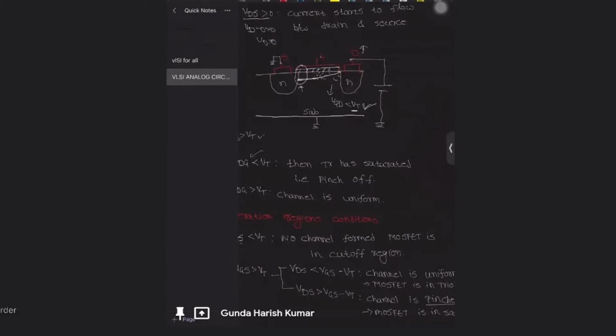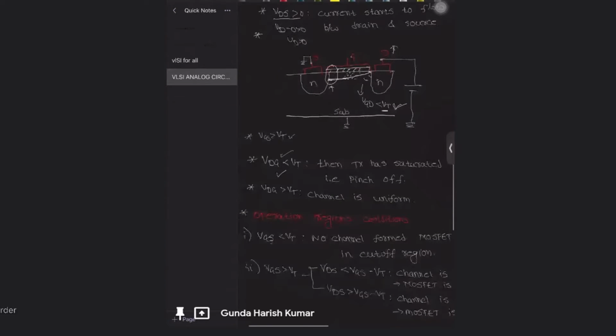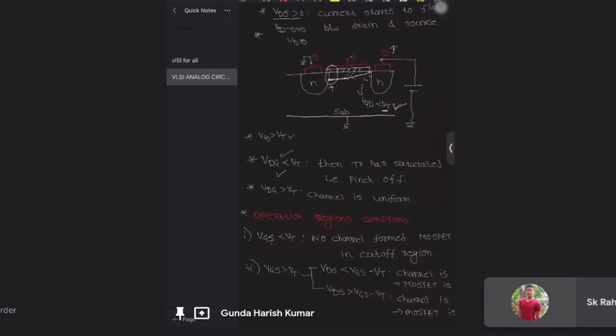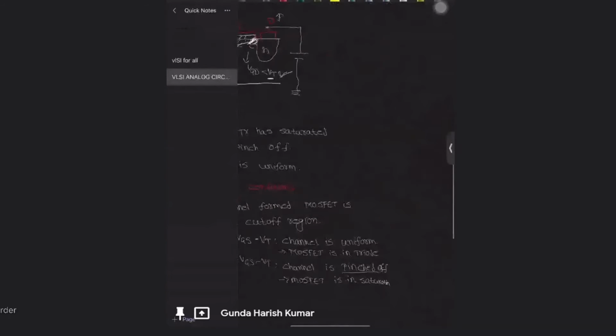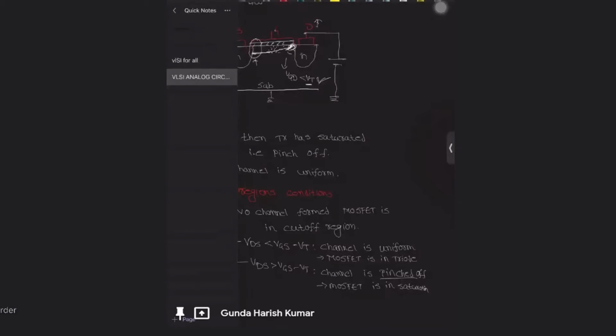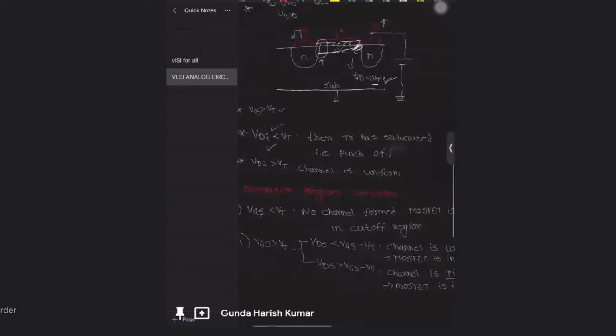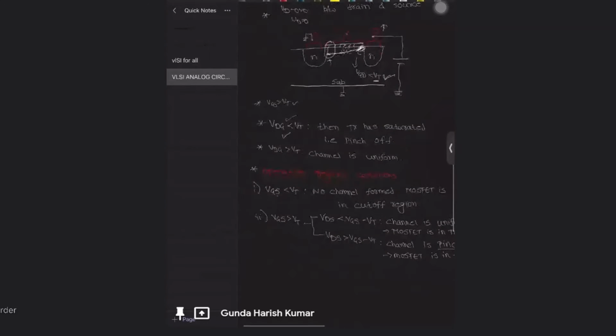Pinch off, okay. Pinch off means that if VD goes on increasing and reaches a condition such that VGD is less than VT, there is no channel near the drain. It reaches a point that is called the pinch off point, where there is no channel between the gate and drain. It is called pinch off. Pinch off means the channel is shortened, kind of thing.